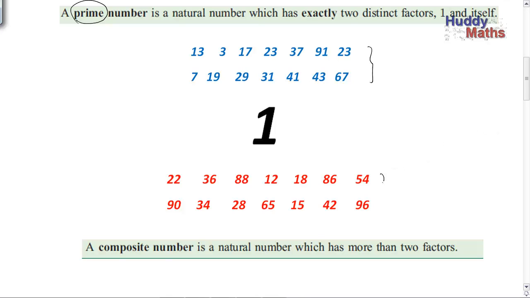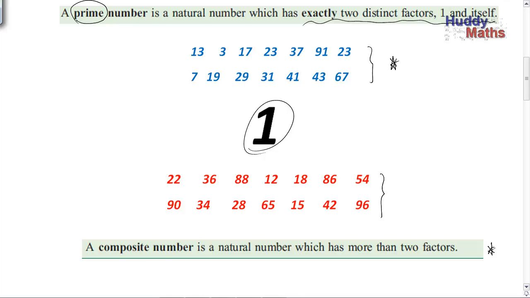Okay, and what are the red ones? Well, the red ones are composites, because you can actually have a natural number which will divide into it more than just one, more than itself, and you can write it as a product of factors. Now what we're going to do here is to try to break all numbers down into a product of prime factors. And of course the number in the middle is 1, and 1 is said to be neither prime nor composite.